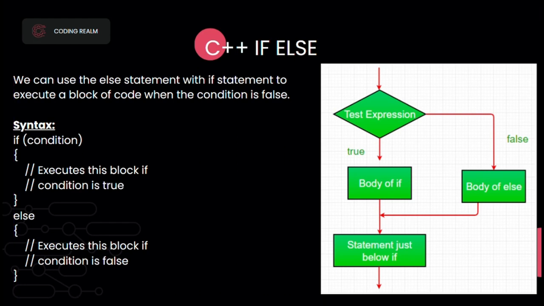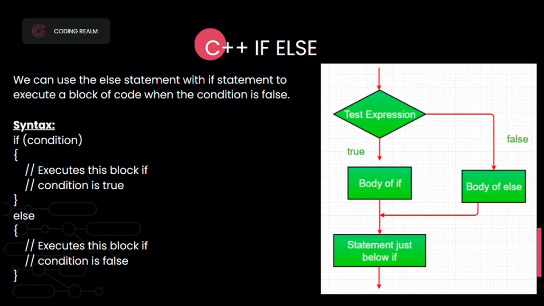This is the syntax of how to write the if-else statement in a program in C++. First, I start with if and the condition. If the condition is true, the code is executed. Else, if the condition is false, I use else and execute this block.